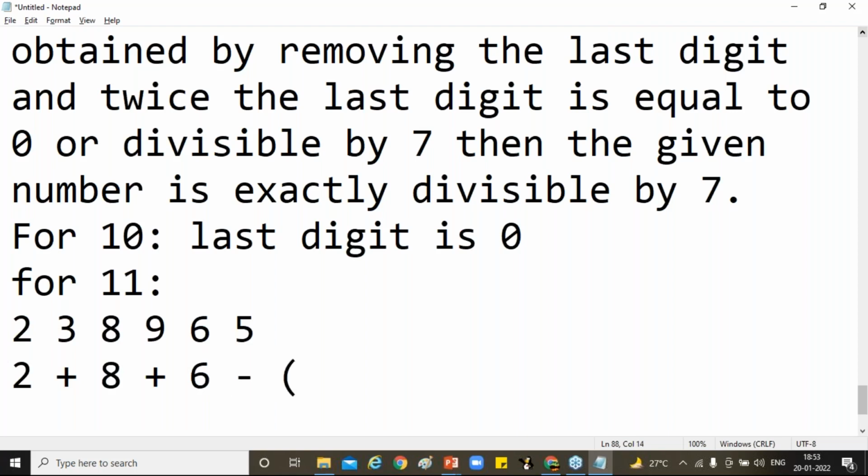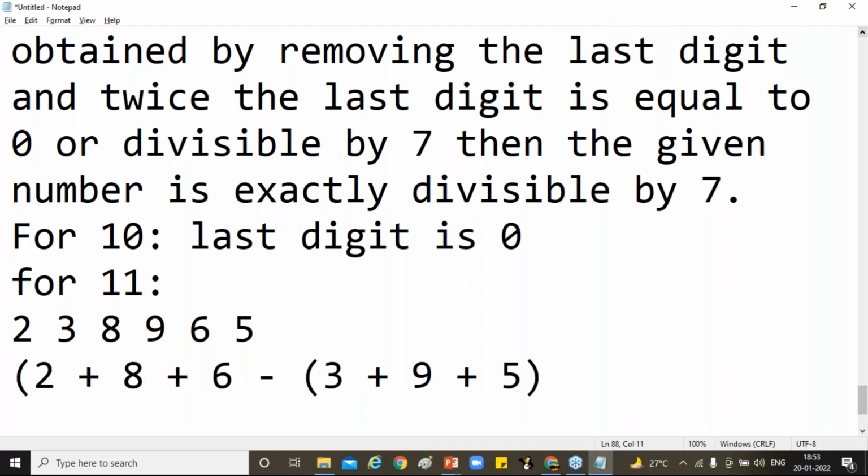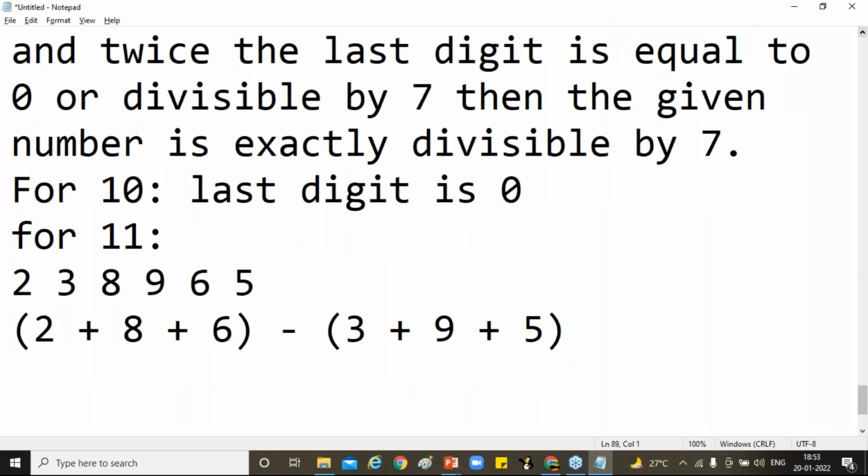And what are the digits at even positions? 3, 9, 5. The difference between the sum of the digits of the given number at odd positions minus even positions is equal to 2 plus 8, 10, 10 plus 6, 16, 3 plus 9, 12, 12 plus 5, 17. The difference is equal to 0? No. Is it exactly divisible by 11? No. Then the given number 238965 is not divisible by 11.